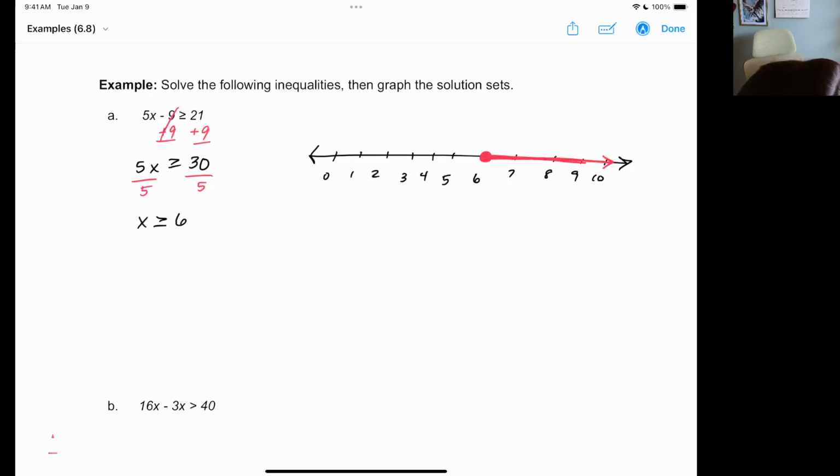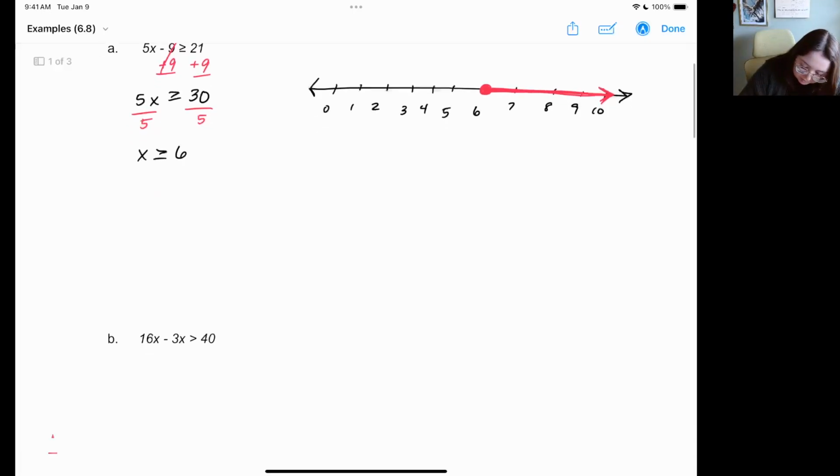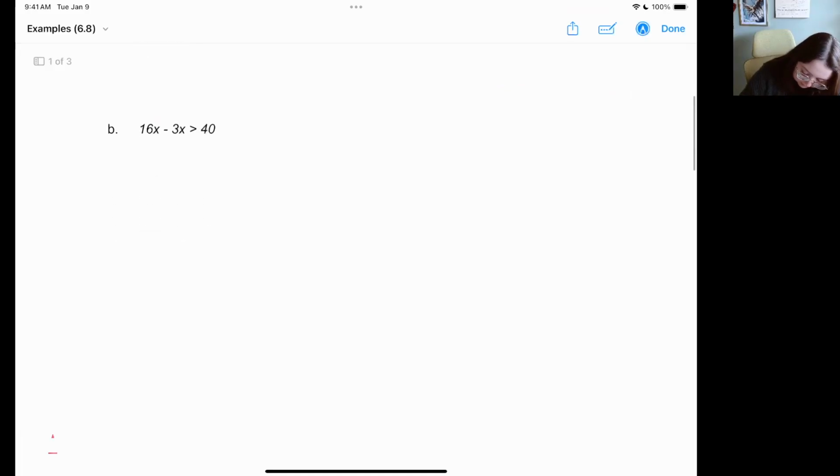You can either just make it thicker than the line, or you can scribble it in, which we'll do in the second one, just a slight difference. But there we go, we graphed our solution set. X greater than or equal to 6 starts at 6 and goes to the values greater than. So all right, moving on to B.